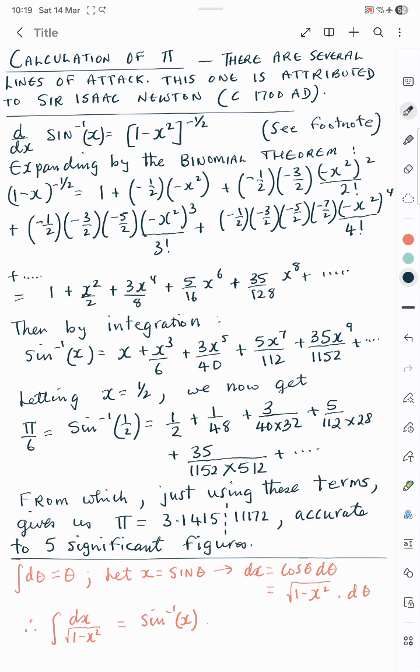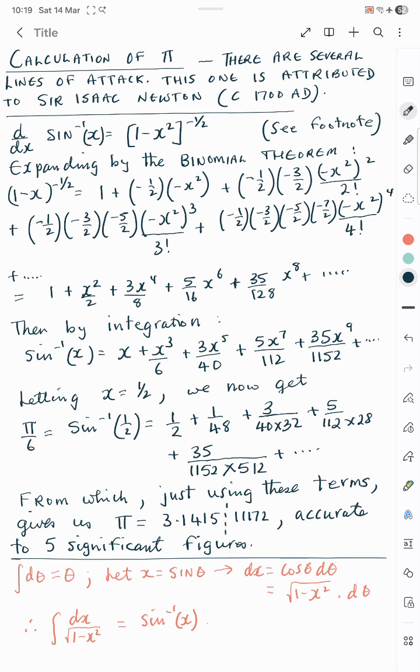Now, expanding this by the binomial theorem, we get 1 minus x squared to the power minus a half equals 1 plus a half times minus x squared plus minus a half times minus 3 upon 2 times minus x squared all squared over factorial 2, and so on. I think you'll be able to follow what's been done there.